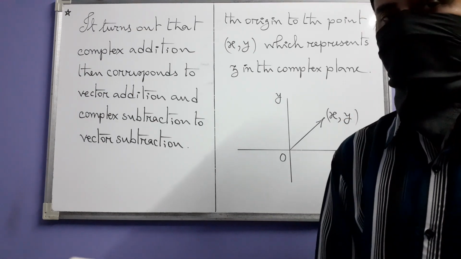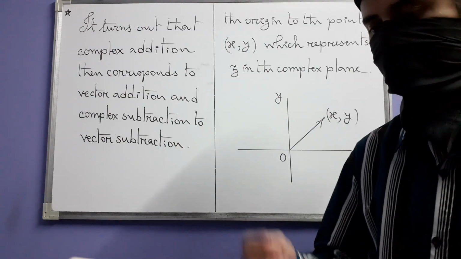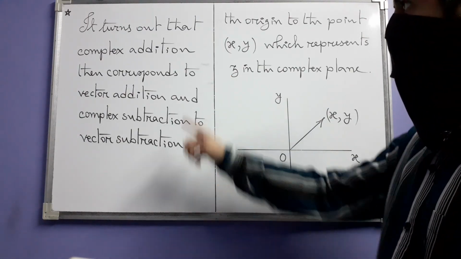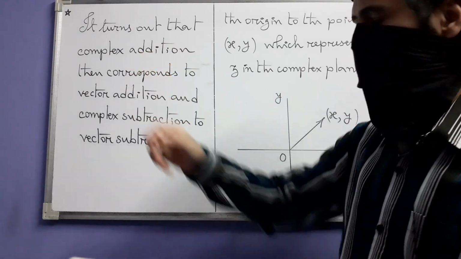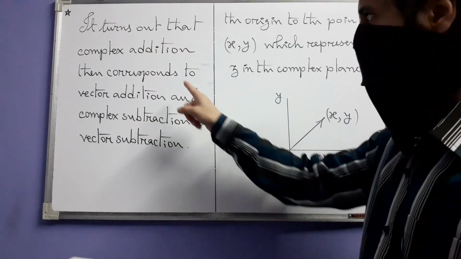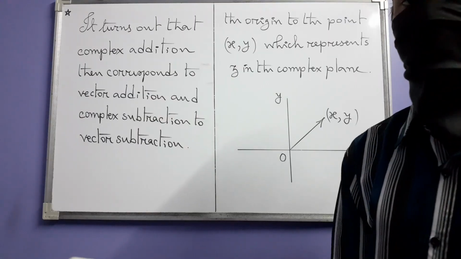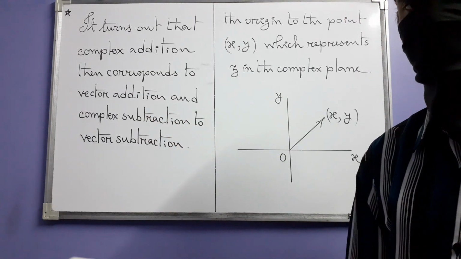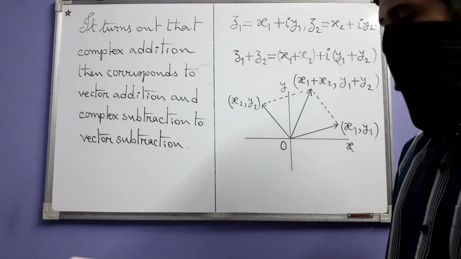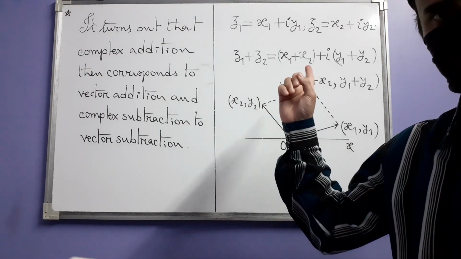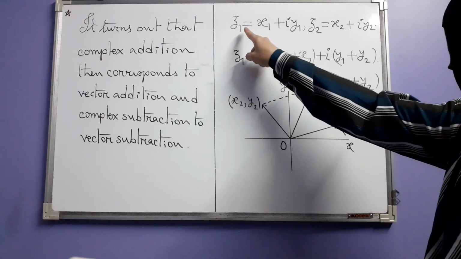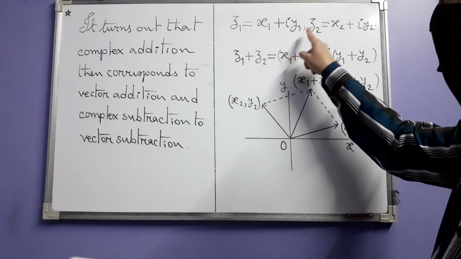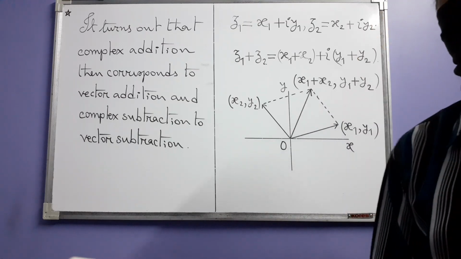And this association is not just merely a superficial association, it brings out this fact also. It turns out that complex addition of two complex numbers corresponds to vector addition, and complex subtraction corresponds to vector subtraction. And what this means is this: say you have two complex numbers z1 and z2. z1 is x1 plus iy1 and z2 is x2 plus iy2.